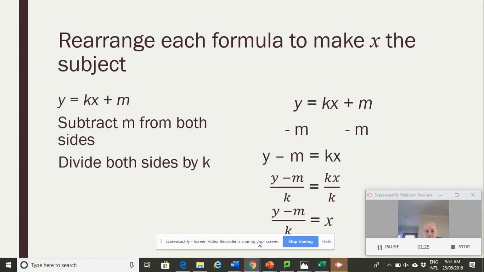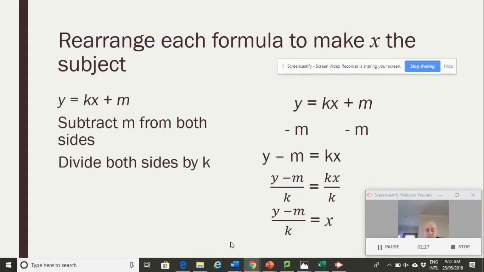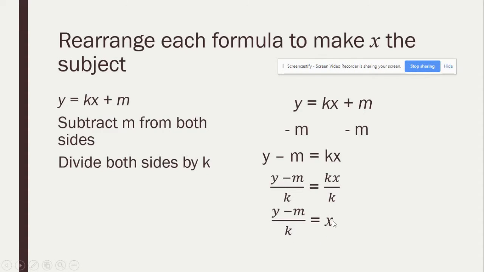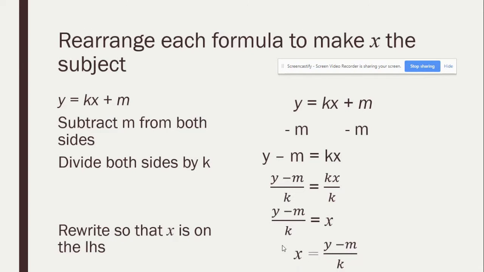But they want you to put the x on the left-hand side. So when you're finished, rewrite it so that x is on the left-hand side. So you just go x is equal to, and you just swap them around: y take m over k.